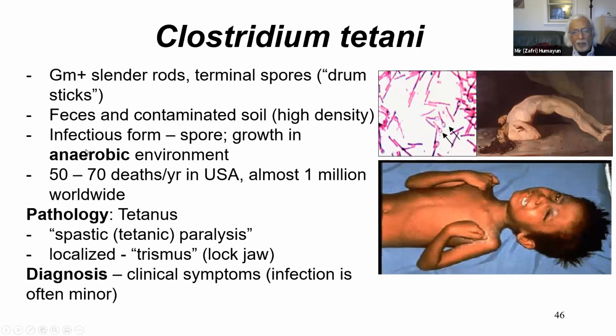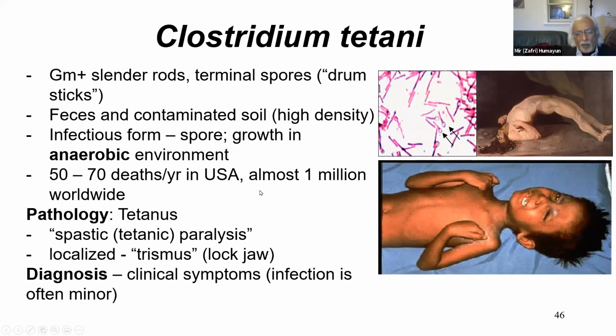First, look at the organism. It's a gram-positive slender rod, and it has a characteristic. It has terminal spores that give a very characteristic drumstick appearance. You can see that very clearly in this stain image. Drumstick-like morphology, characteristic of the tetanus bacterium. It is distributed in feces and contaminated soil at very high density. The infectious form is a spore, and it can only grow in an anaerobic environment.